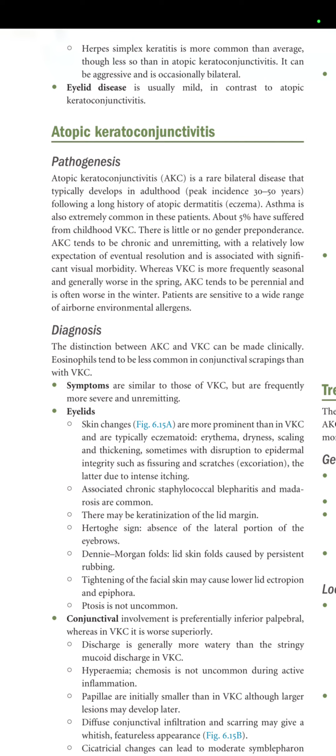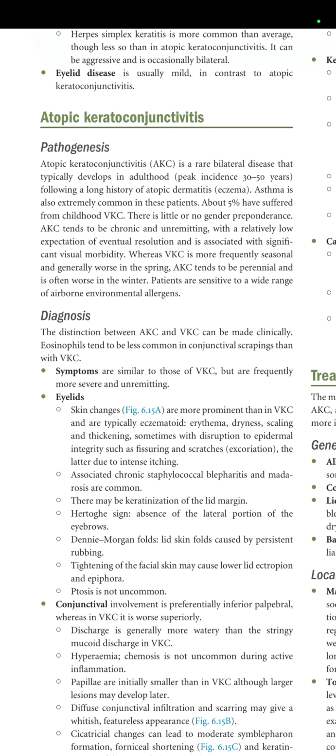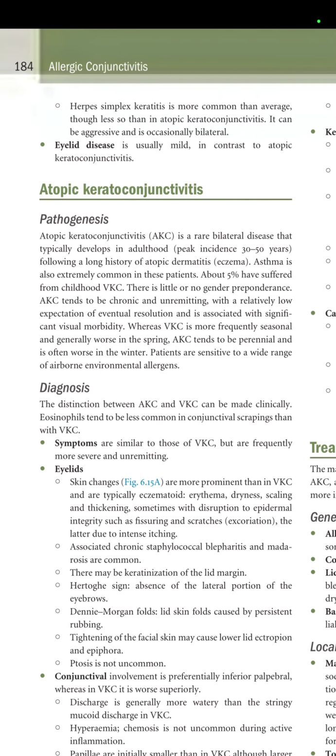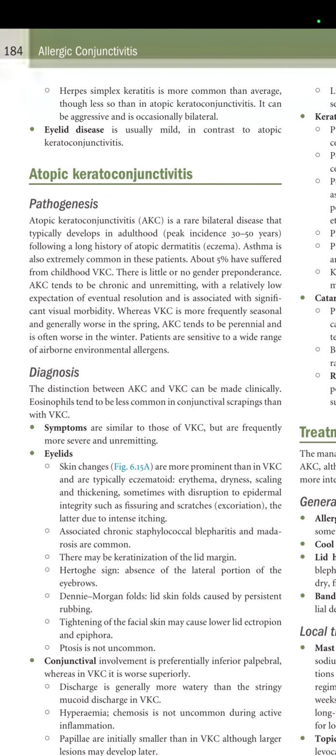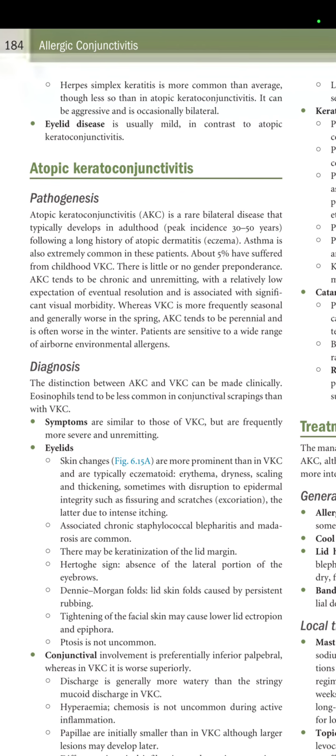Atopic keratoconjunctivitis (AKC) is a rare bilateral disease that typically develops in adulthood. Peak incidence is 30 to 50 years, following a long history of atopic dermatitis, eczema. Asthma is also extremely common in these patients. About 5% have suffered from childhood VKC. There is little or no gender preponderance. AKC tends to be chronic and unremitting.